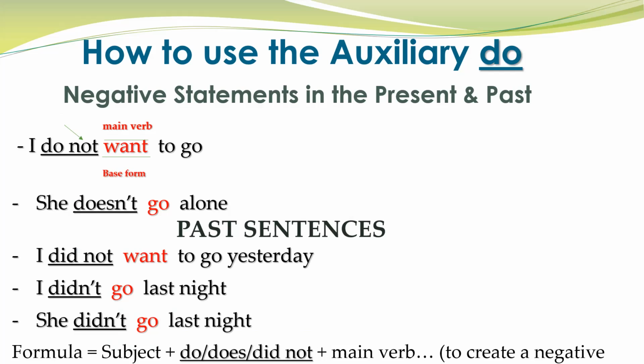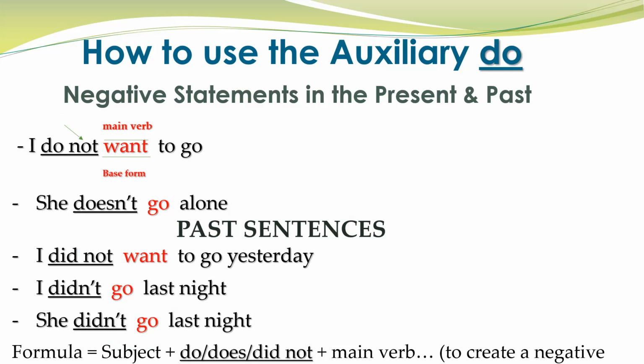Okay, let's take a look at the one down below. She doesn't go alone. Does not. We use does for she, or for the third person, or any singular, and it is contracted. Okay, again, we'll see go in the base form. It has to be in the base form.